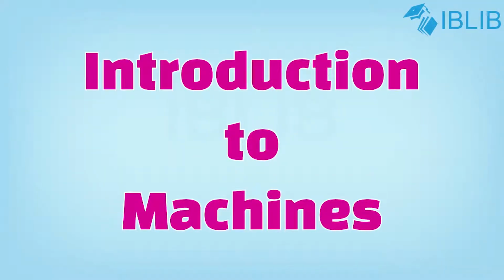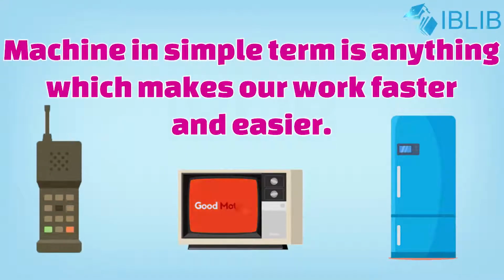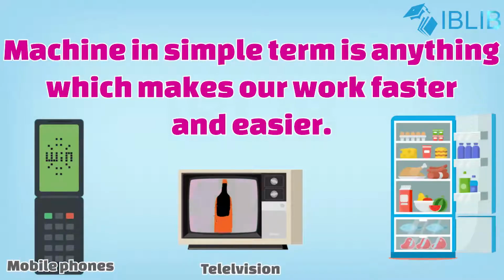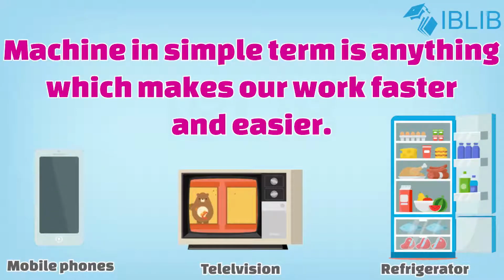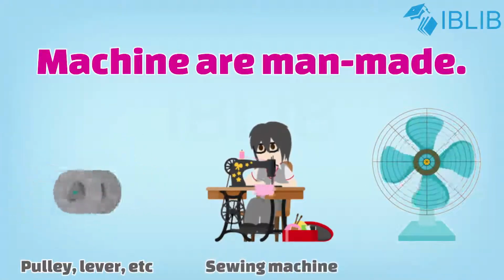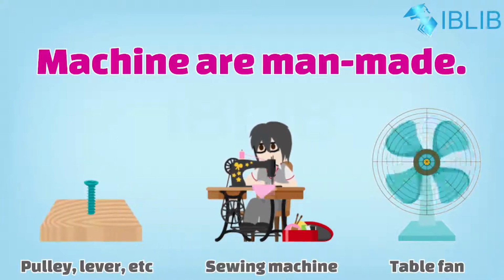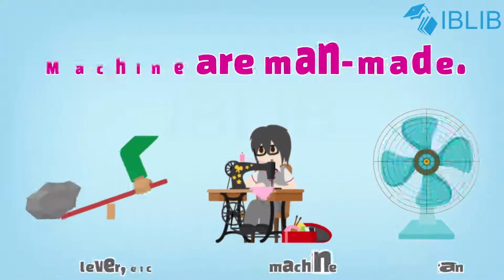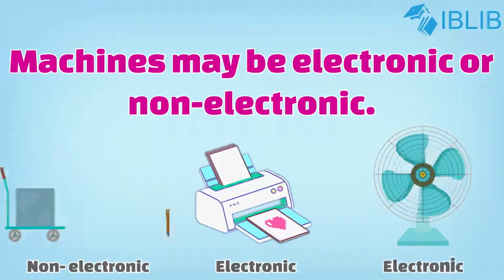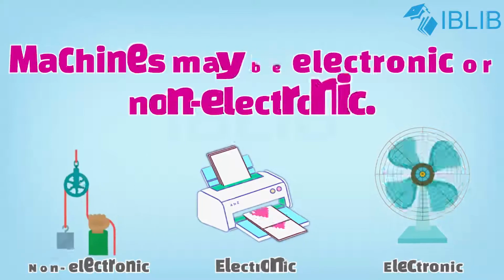In day-to-day life, we use so many different machines to make our work easy and fast, like mobile phones, television, refrigerator, bicycle, and so many other things. So, we can say a machine is anything that makes our work fast and easy. We all know that machines are man-made things. A machine can be an electronic machine or non-electronic machine, but they are always helpful.